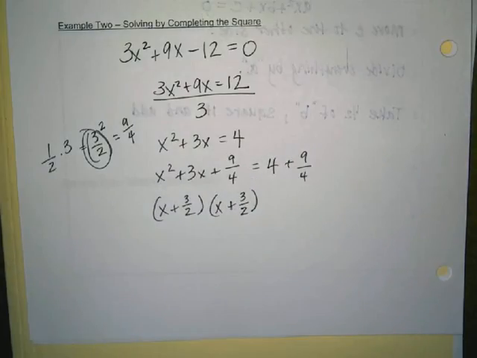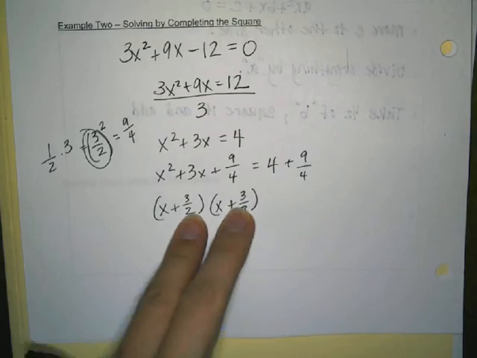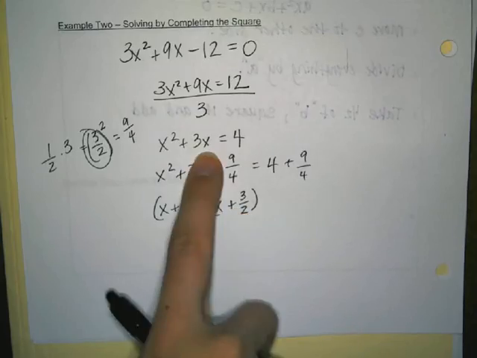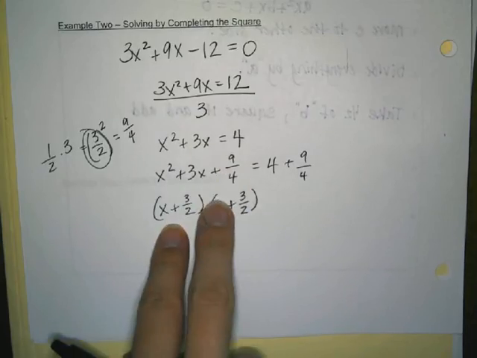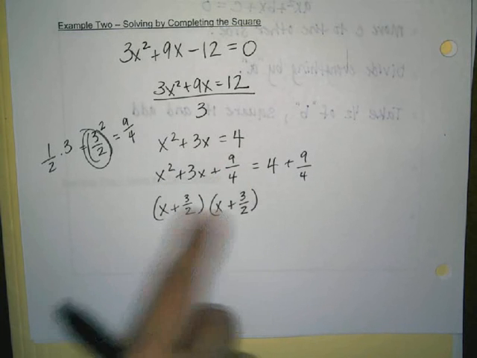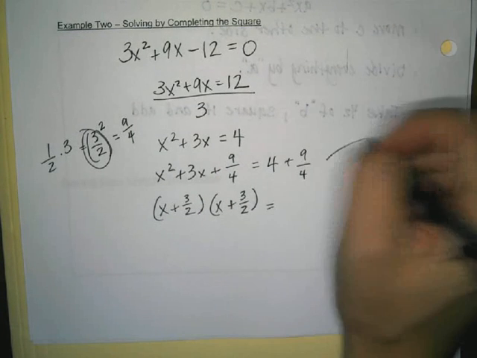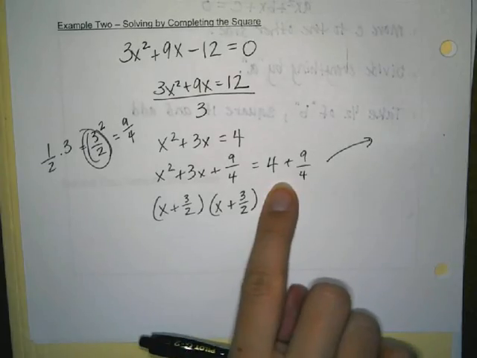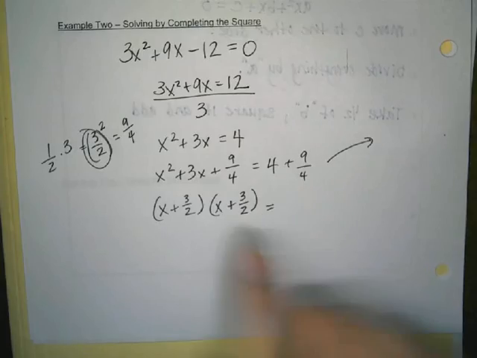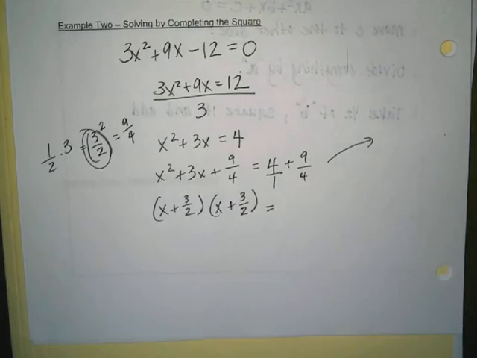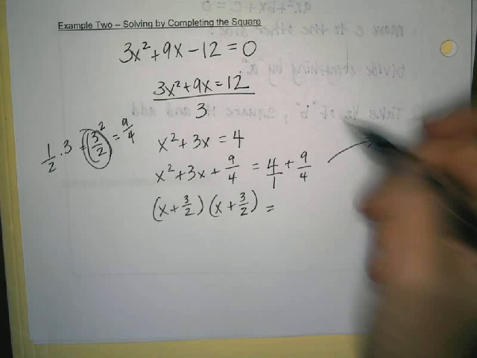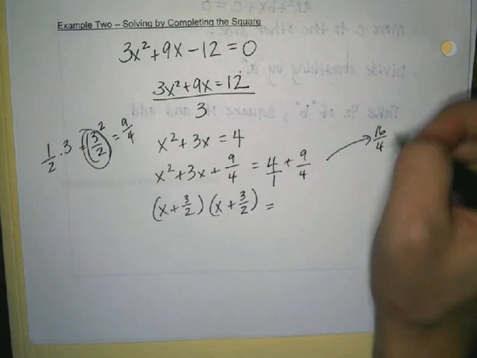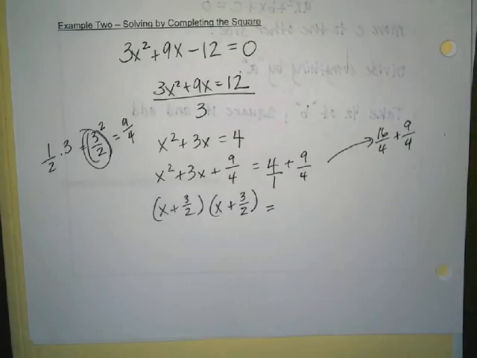3 halves goes into both parentheses. These parentheses should always be the same. You can always double check. 3 halves times 3 halves gives me 9/4, right? Yep. 3 halves plus 3 halves gives me 3, doesn't it? This is 1.5 plus 1.5. What do I have to do here on the right side? I have to add them. But I have to get what first before I add? Common denominators. What's my common denominator? 4. Which means this is going to become 16/4. And then 16 plus 9 gives me 25.